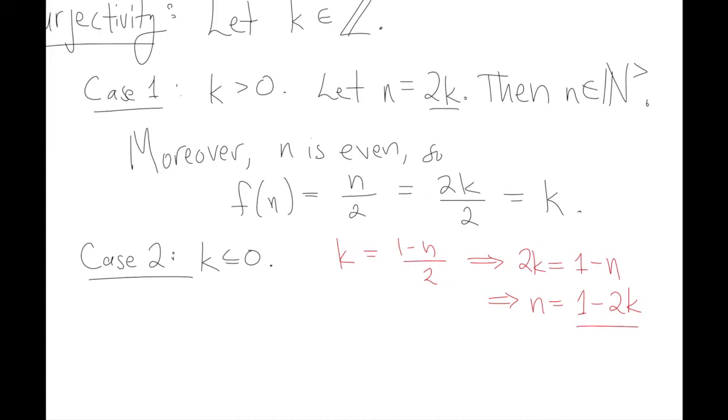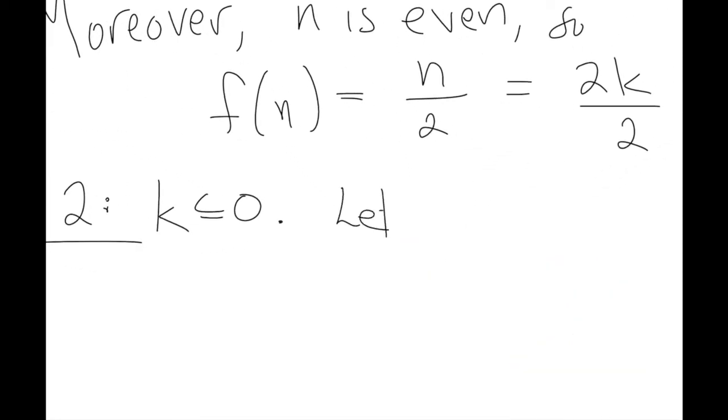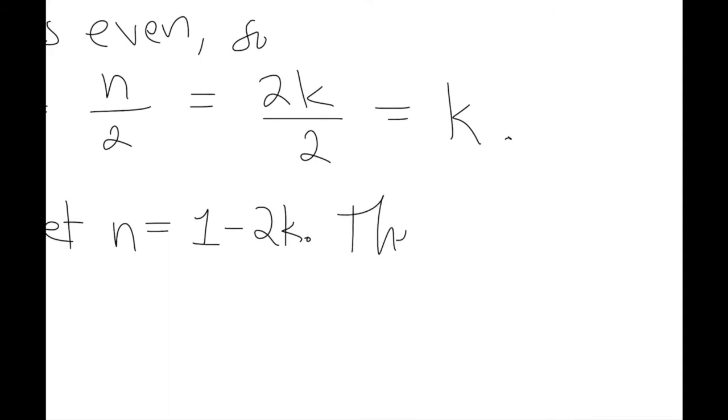That seems like a pretty good candidate for what n should be. Again, one thing to check is whether this thing is actually in the positive natural numbers. And the answer is yes. Try and convince yourself of that for a second. So now we've got our candidate for n. Let's check to make sure that it works. k is less than or equal to 0, and let n be 1 minus 2 times k. We already checked that, because k is less than or equal to 0, n is definitely in the positive natural numbers.